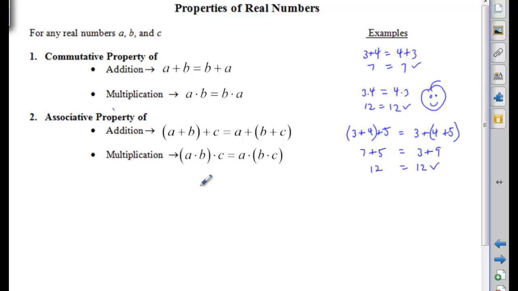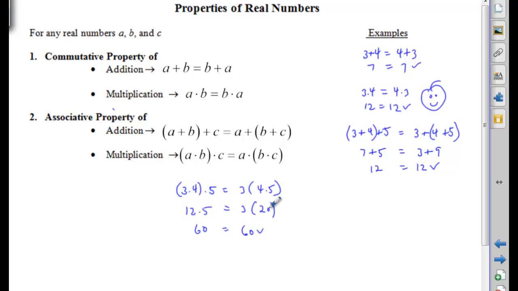So 12 equals 12. Okay, for multiplication, using the same numbers, we're going to go 3 times 4 first, then times 5, and then we're going to go 3 times the quantity of 4 times 5. 12 times 5 is 60, and then we have 3 times 20, which is also 60.